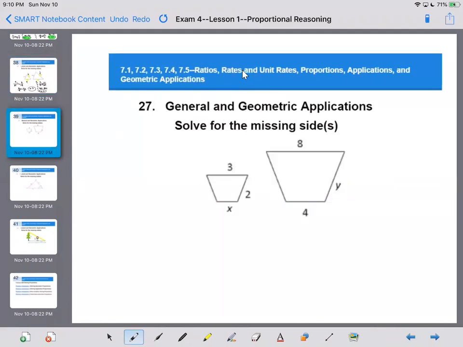So for 27, notice that I want to find x and I want to find y. So I've got to start with what I'm looking for. So I want to look for x. So I want to compare x to something. Let's compare x to 4. They're corresponding. They're in the same spot. So let's do x to 4, but then I've got to compare two numbers, and these are the only sides where I actually know. So I'm going to do x to 4 and then 3 to 8. And then I could come over here and take y and compare it to 2.